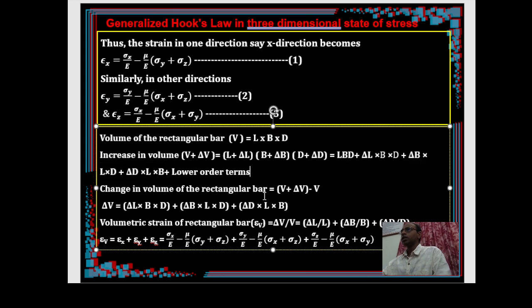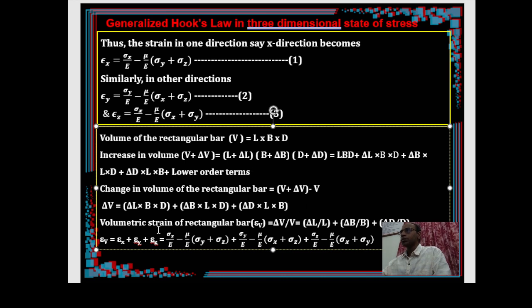Then if you want to get the change in the volume, whatever the new volume that occurred, V plus delta V minus V, then what will we get? You will get delta V, because here the original volume is LBD. So from this V plus delta V, you will remove this LBD. So you will be left with this term, delta L times BD, and delta B times LD, delta D times LB. So this is your change in the volume, right?